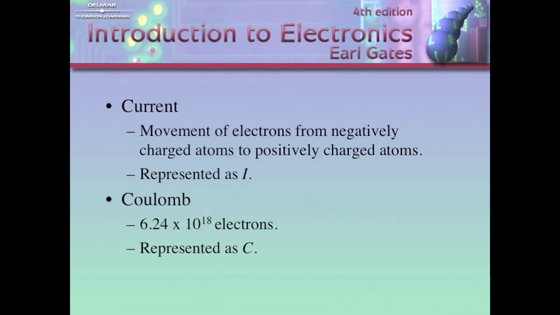Another term you need to familiarize yourself with is the term Coulomb. Coulomb is named after an individual by the name of Charles Coulomb, Frenchman, who dedicated his life to counting electrons. When he got to this number, 6.24 times 10 to the 18th, he died. So they called that a Coulomb.